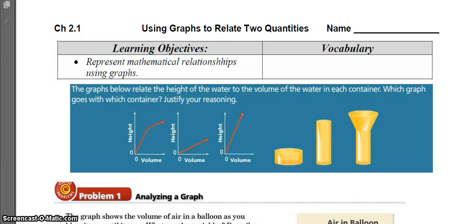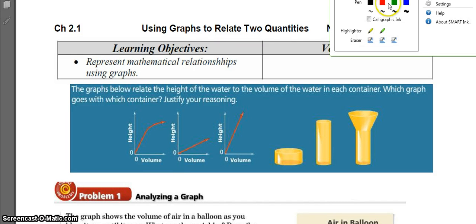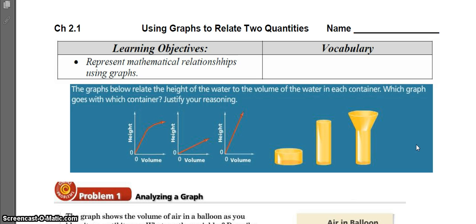Hey guys, this is the first lesson of 2.1 and we're going to be working on using graphs to relate quantities. So when we look at this beginning question, we want to match up. Just take a second to think which graph matches with which of these containers. If you haven't, pause this for a moment and think about it.